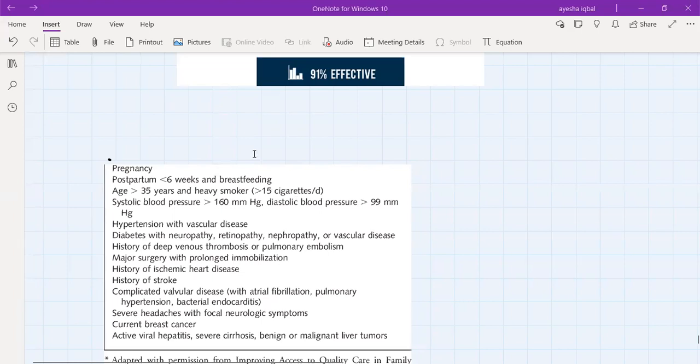This is the list of absolute contraindications for combined oral contraceptive pills. The first one obviously is pregnancy. You cannot prescribe COCPs to someone who's already pregnant. Postpartum, you cannot prescribe for up to 6 weeks after the birth of a baby. Then, if the patient's age is more than 35 and she's a heavy smoker, forget about the number of cigarettes and everything. Just remember age more than 35 and heavy smoker.